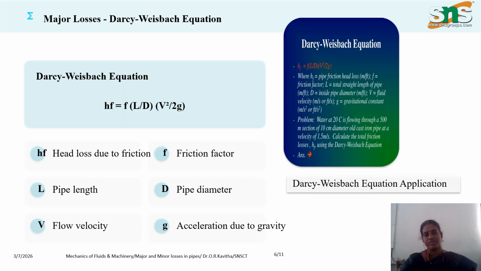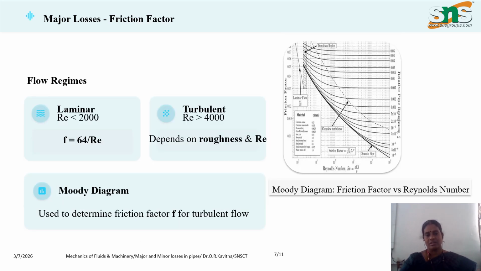Now for the major loss, the main equation is the Darcy-Weisbach equation. The formula gives the head loss due to friction: hf equals f L V squared divided by 2 g D. Here hf is the head loss due to friction, f is the friction factor, L is the length of the pipe, D is the diameter of the pipe, and V is the velocity. This major loss mainly depends on the friction factor, and the friction factor depends upon the Reynolds number.